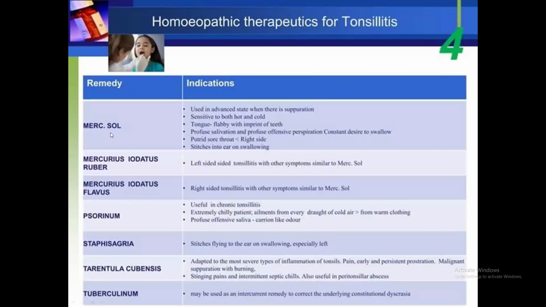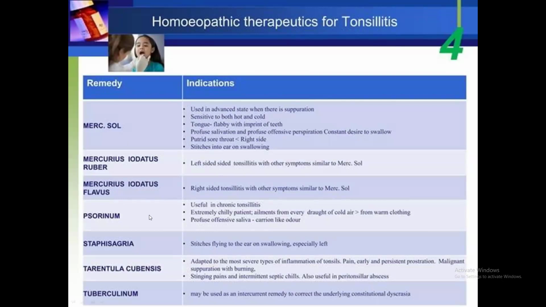The next remedy is Mercurius sol. Mercurius sol is used in an advanced state when there is suppuration, sensitive to both heat as well as cold. Tongue is flabby with imprints of teeth. There is profuse salivation and profuse offensive perspiration. Patient has a constant desire to swallow. There is putrid sore throat, which is especially aggravated on the right side.